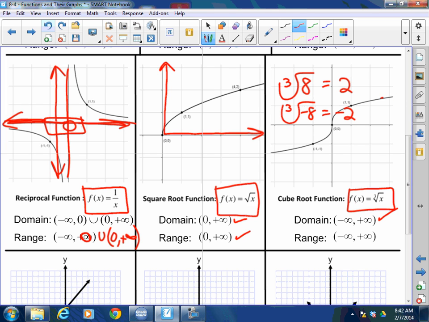Little by little, I'm going to be going to the right forever. Little by little, I'm going to be going to the left forever. Also, my range. From 0, I go up. From 0, I go down. And 0 is included. So all real numbers for my range. Is this making sense, guys?